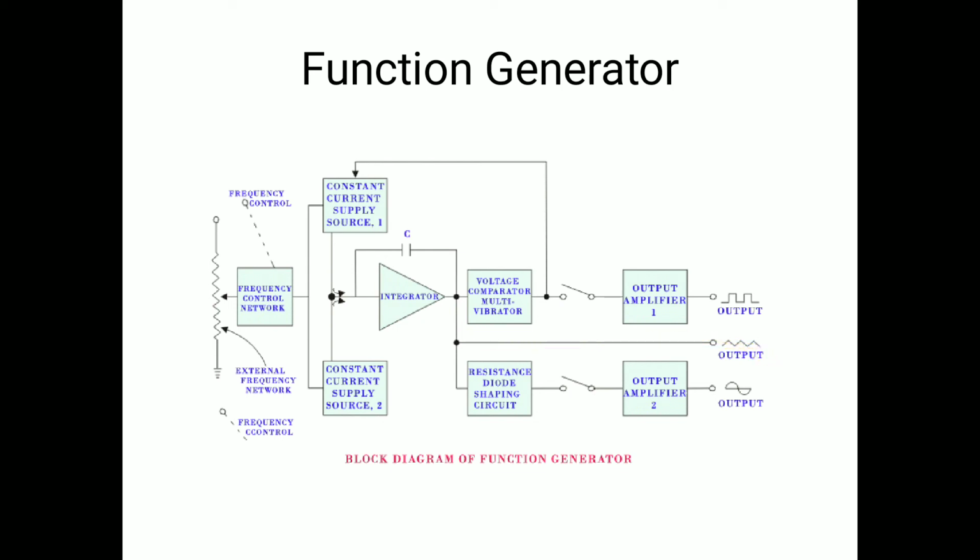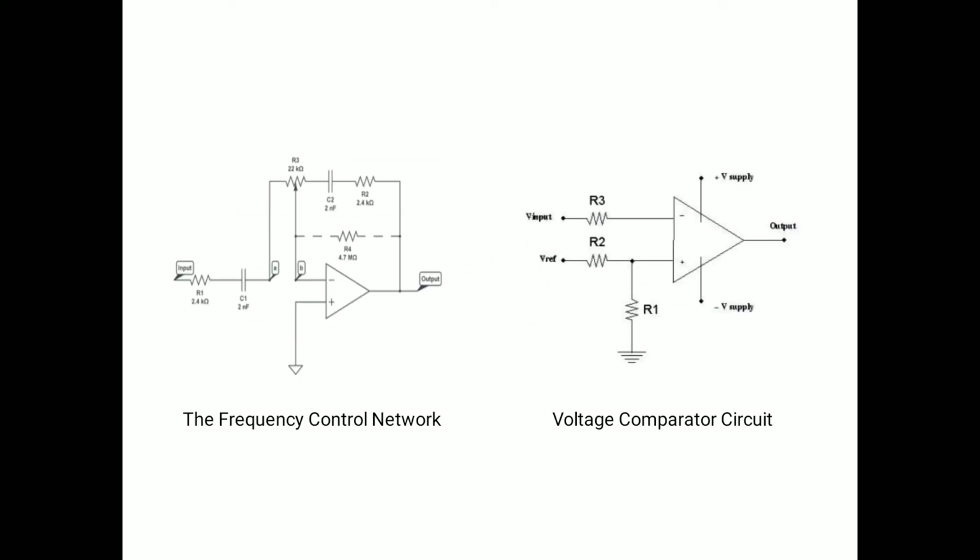Now second is the square wave and sine wave. Now, the square wave. The triangular wave has a positive slope and negative slope alternately for an equal amount of time repeatedly. So the voltage comparator multivibrator present in this block diagram will produce two types of output for an equal amount of time repeatedly.